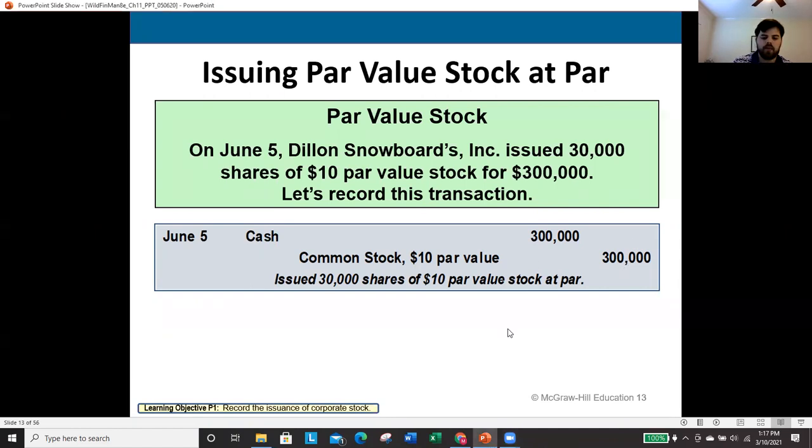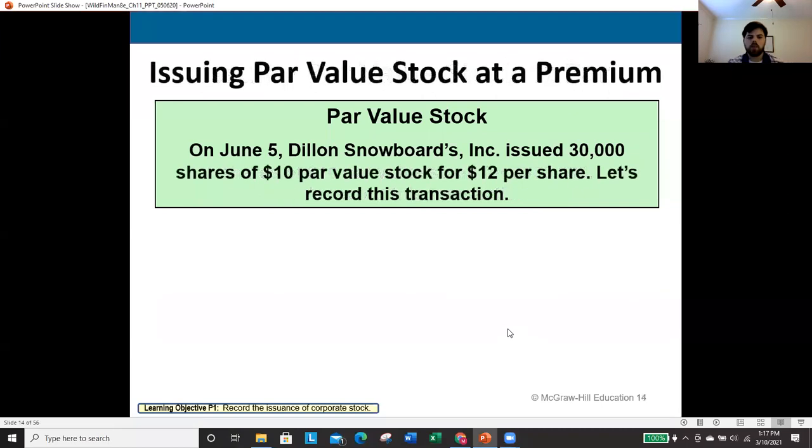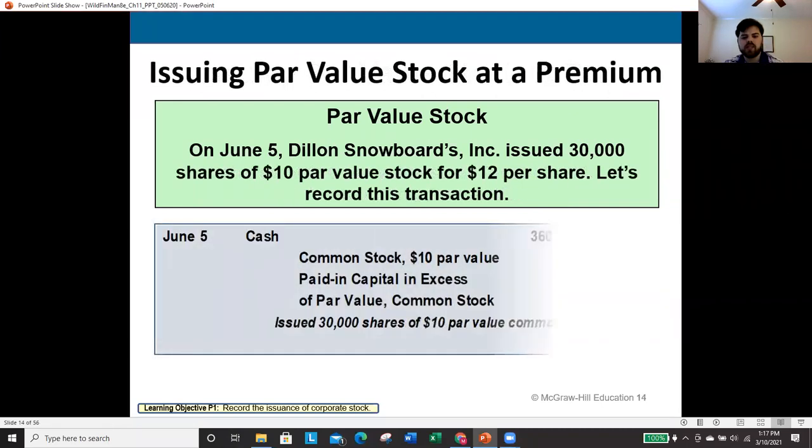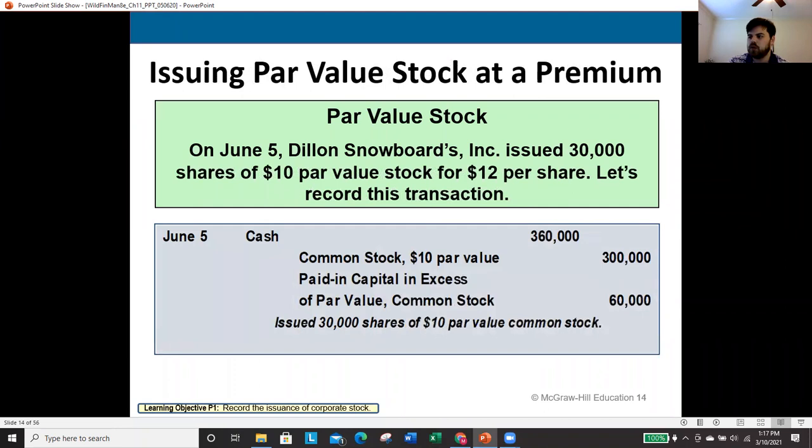Very good. Now, on my next slide, we want to look at what happens if I issue this at a premium. So does anything change? I think we'll find that actually some things do change. In this case, on June the 5th, we issued our 30,000 shares still of $10 par value stock. But notice here we actually got $12 per share. So this is when my market value was $12, but my par value is only $10.